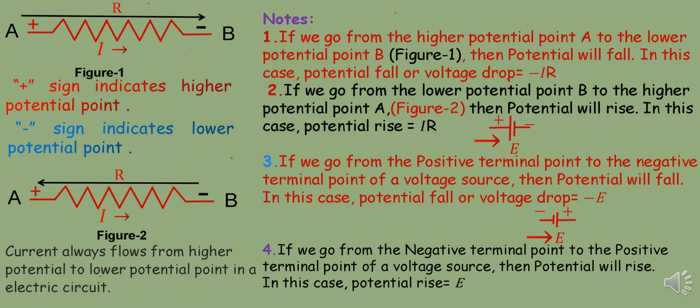And if we go from the positive terminal of a battery to the negative terminal, potential will fall or voltage will drop, and in this case the potential drop will be minus E. Again, if we go from the negative terminal of a battery to the positive terminal, potential will rise, and in this case the potential rise will be plus E.